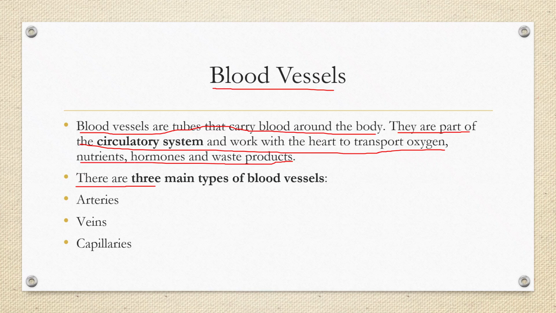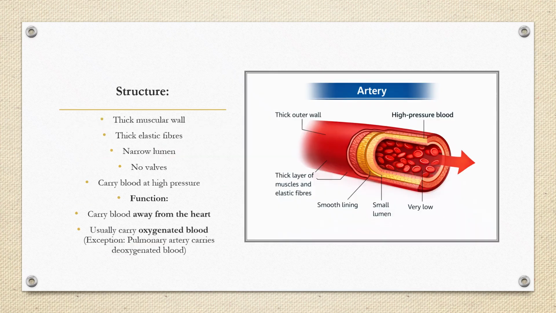There are three main types of blood vessels: arteries, veins and capillaries. Okay students, now we can discuss each blood vessel in detail one by one. Our first blood vessel is the artery. What is the structure of an artery? An artery has a thick muscular wall, thick elastic fibers, and a narrow lumen.